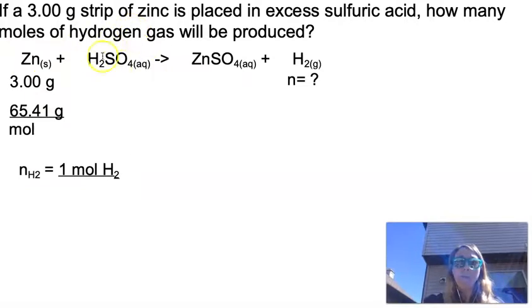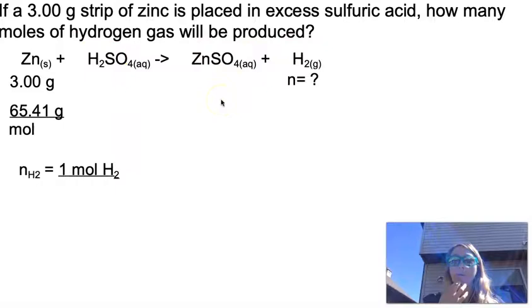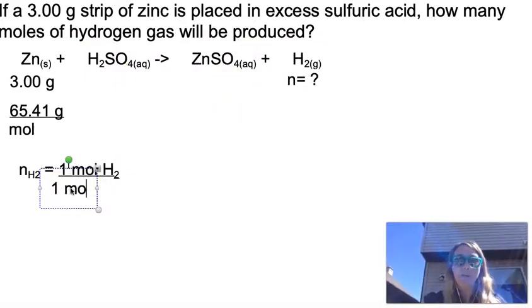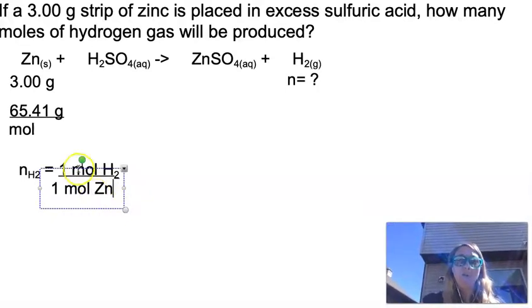I'm not using the sulfuric acid, I'm not using the zinc sulfate because I haven't written anything under them. So if I try to throw them in my ratio, I'm going to reach a point where I can't really do anything with it, and I'm kind of getting stuck. So the 2 things that go in the ratio are always going to be what you're looking for and what you have information for. So now I have my ratio.